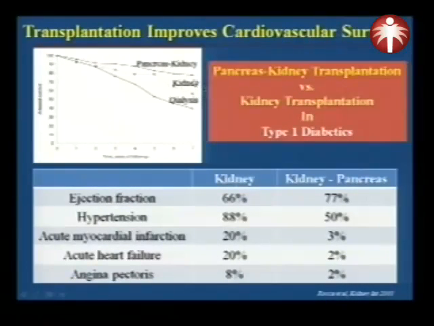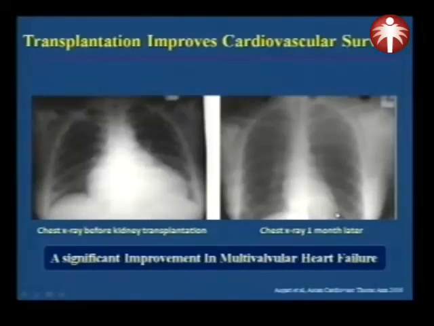Again here, if you compare, for example, with dialysis or with kidney transplantation alone, pancreas and kidney transplantation has significant improvement in cardiovascular disease. If you look at all the events of ejection fraction, hypertension, myocardial infarction, and compare kidney transplant with kidney and pancreas, definitely there is a much better improvement. So there is a beneficial effect on cardiovascular risk with organ transplantation.